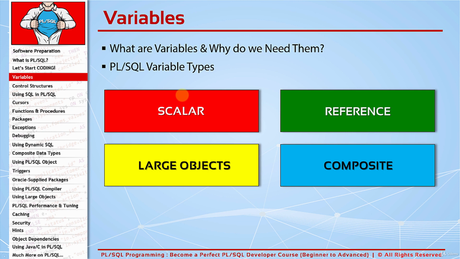Reference data types hold values which point to a storage location. They can be simply called pointers. Large objects or LOBs are also pointers to other data items that are stored outside of the table, such as images, files, etc. Composite data types. These are generally called collections or records.